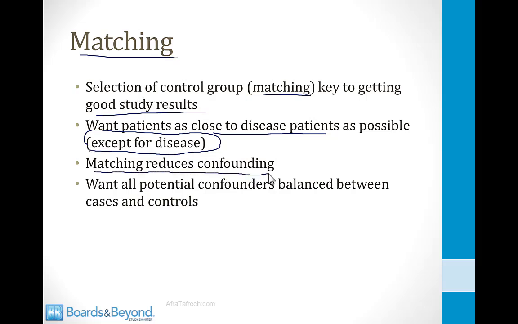So confounding are variables like age or race or presence of comorbid conditions like diabetes and hypertension that could affect the results. If you match patients well, those potential confounders will be equally distributed among the cases and the control. So you want all potential confounders balanced between the two groups, and to do that, you need to do good matching.